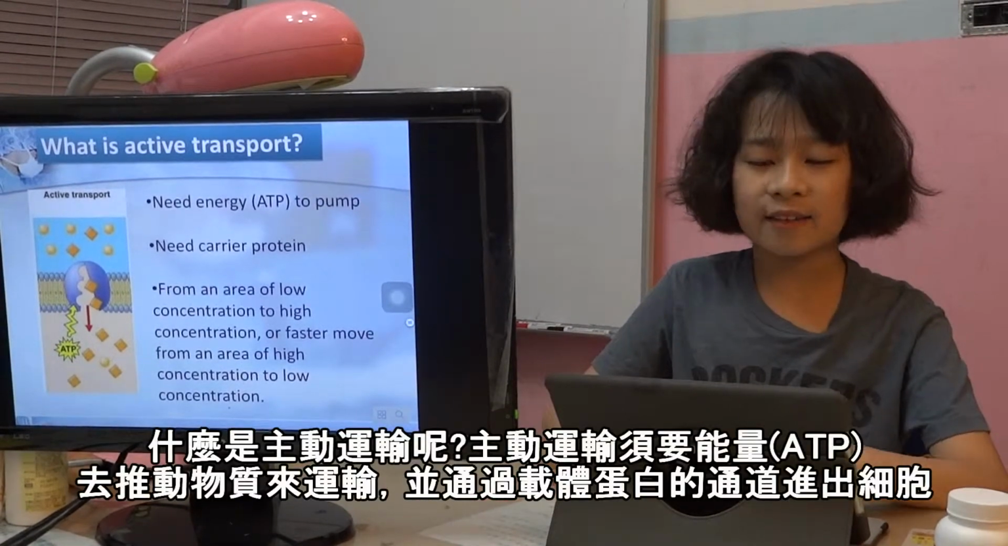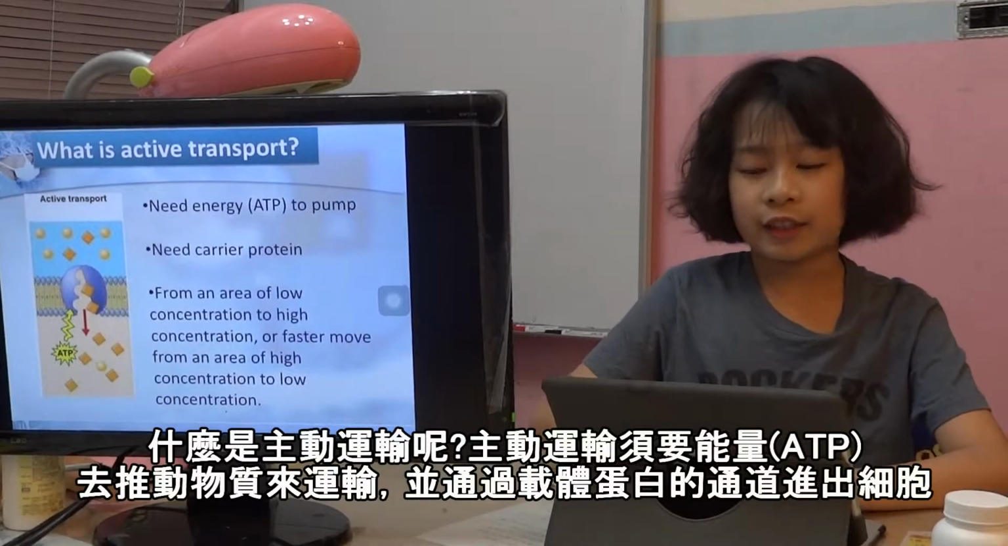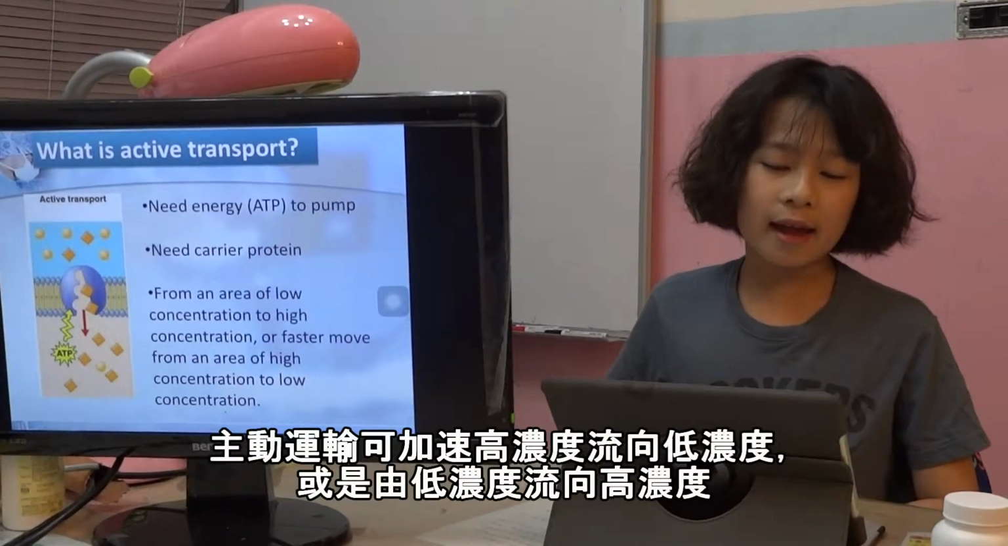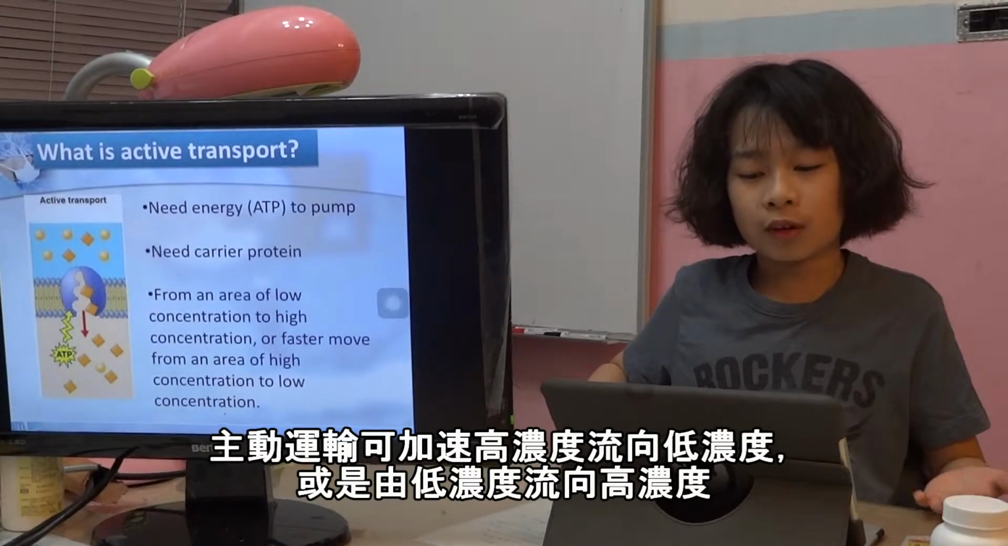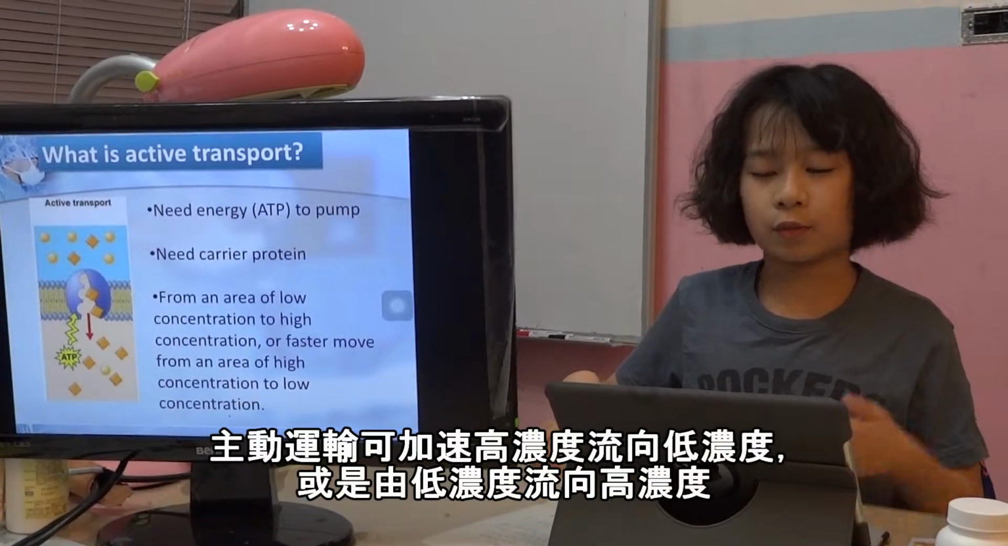And what is active transport? Active transport needs energy called ATP to pump. It needs only carrier protein. From a high concentration to a low concentration is very fast, but from a lower concentration to a high concentration is slower.